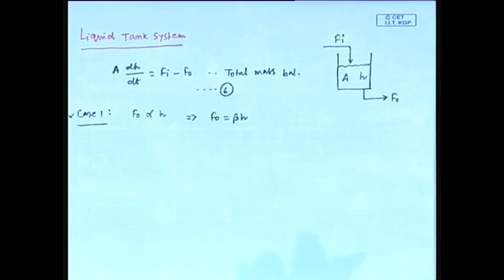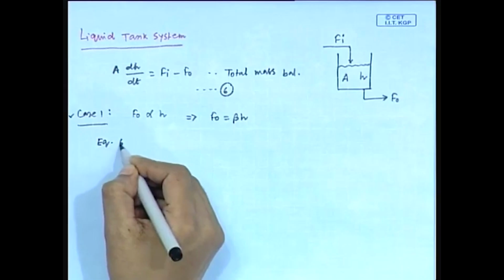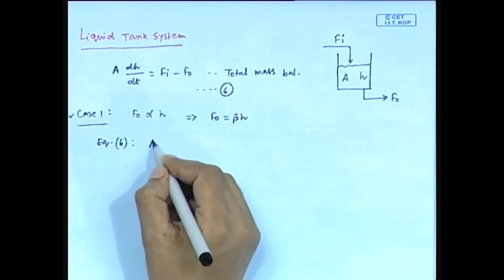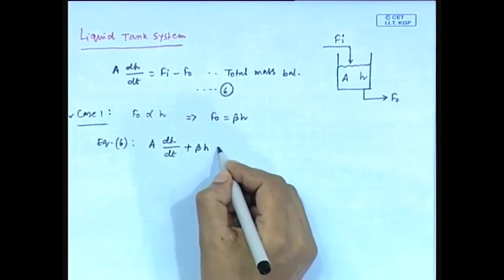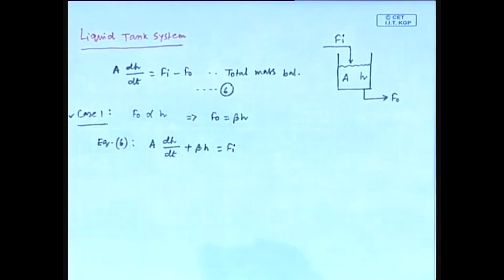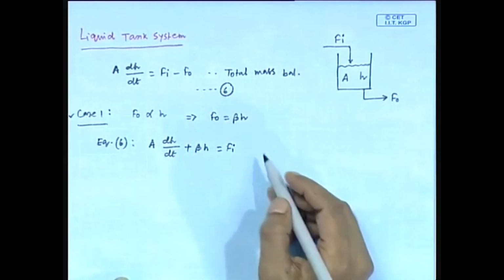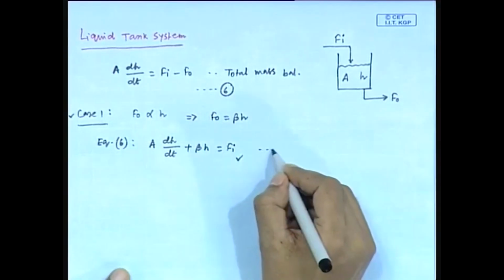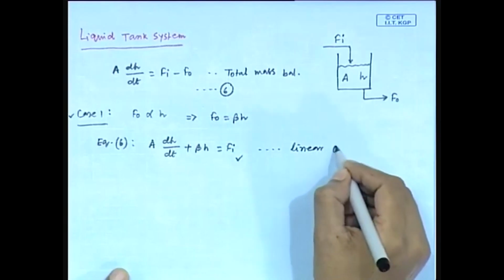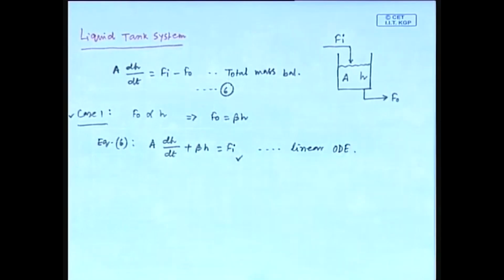If we substitute F naught equals beta H in equation 6, then we get A dH/dt plus beta H equal to Fi. Fine. This is a linear ordinary differential equation. So, there is no need of any linearization. Fine, we can solve it analytically.